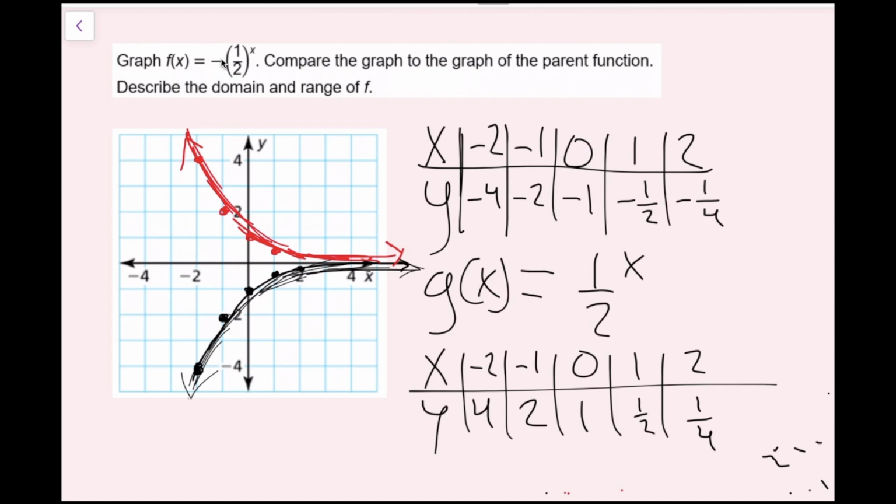Okay, I have something outside of my function here. This negative sign is outside of my function. And since it's outside of my function, it's going to be a vertical change. Okay? And the negative sign just means it's reflected. So a vertical reflection is a reflection in the x-axis. Remember, the x-axis is acting as a mirror.